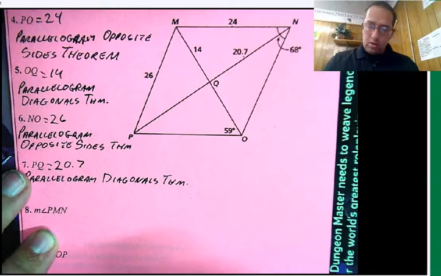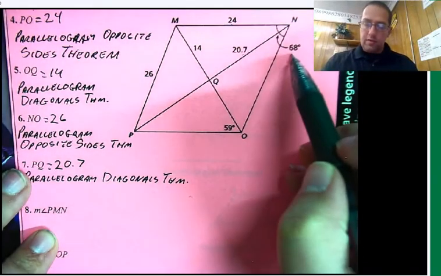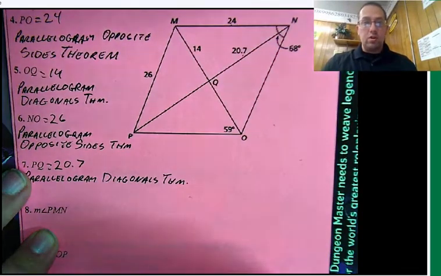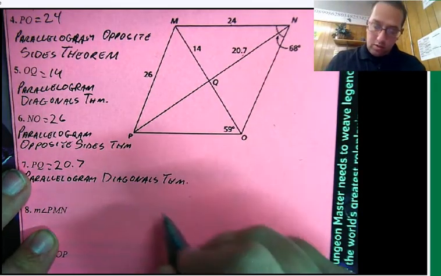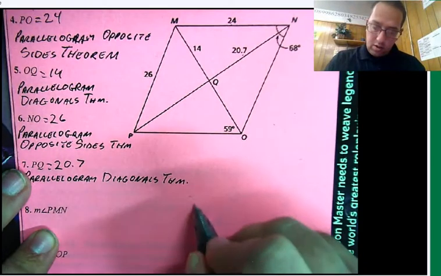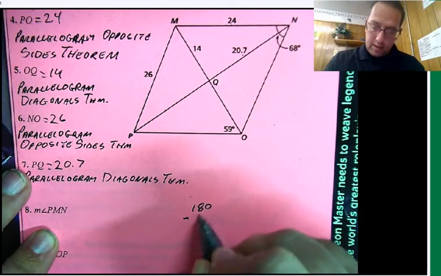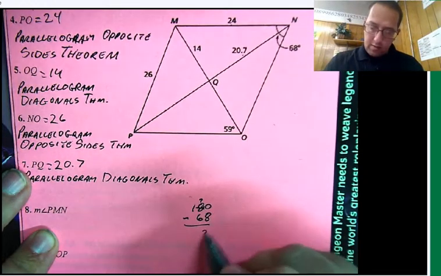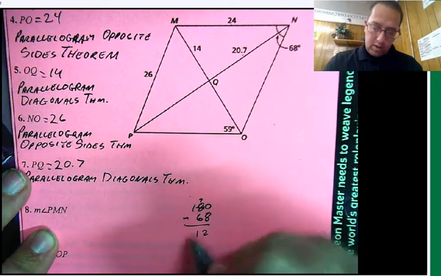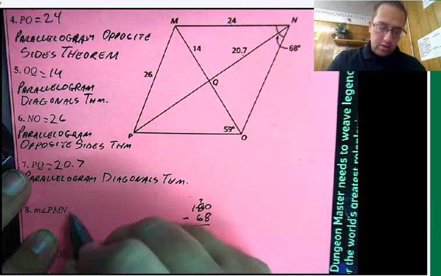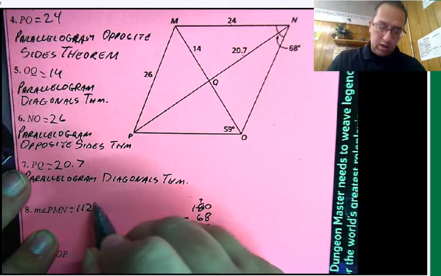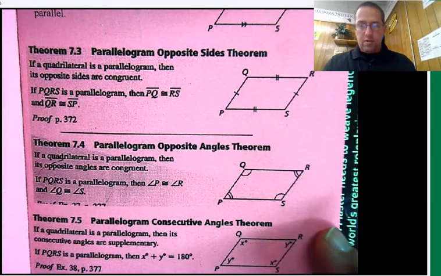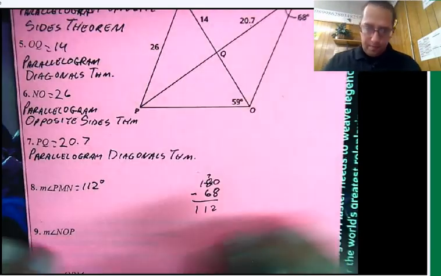All right. So we've got a consecutive angle of 68 degrees. We need to find this one. Consecutive angles are going to be supplementary. So what we can do over here, we can just take 180 minus 68. And so that would be 2, and 7 minus 6 is 1, and 1 minus nothing is 1. So this is going to equal 112 degrees. Because, what's it called? Parallelogram consecutive angles theorem.